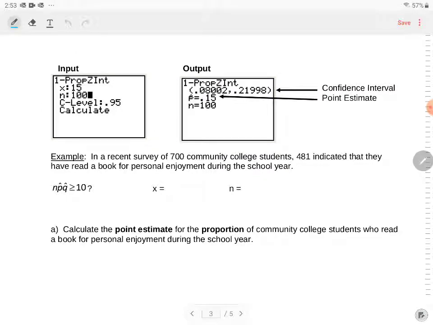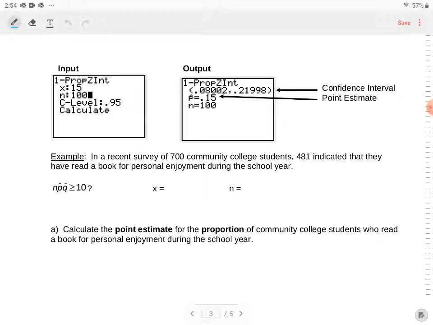Okay, notice the example of how to input it in your calculator, what it will look like. You input X first, then N, and then your confidence level. We hit the calculate button here, and your answer looks like this. Notice it gives you p hat. We'll also find it by hand to practice. It gives us the confidence interval as well, so we get both the point estimate and the confidence interval. And from there, we can find the error.